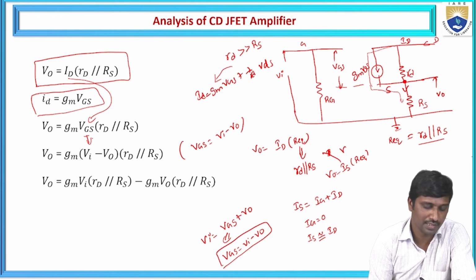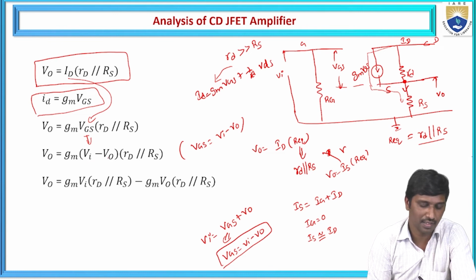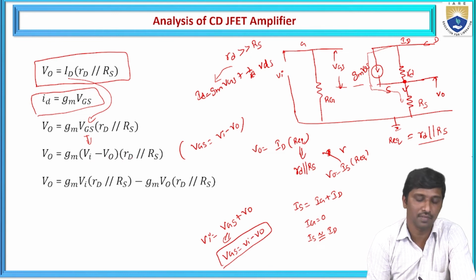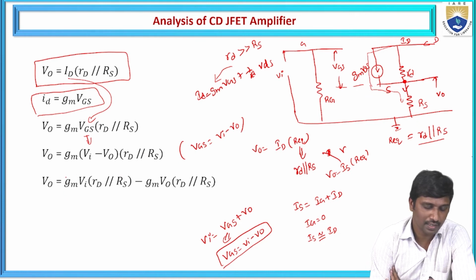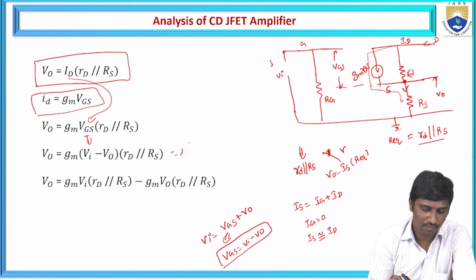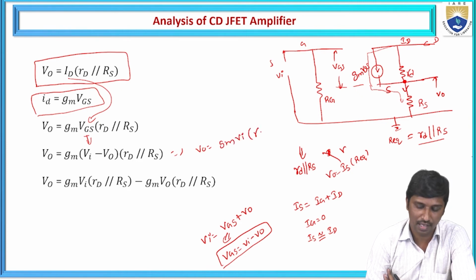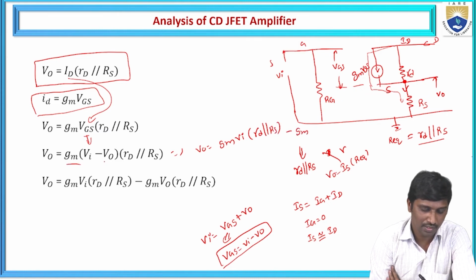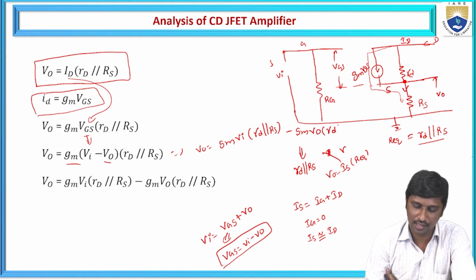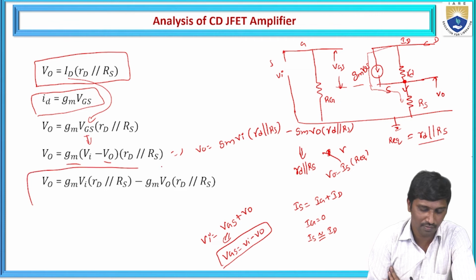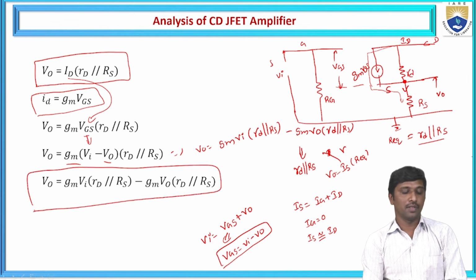Gm times VGS is replaced with Vi minus V0, as a product with the parallel combination R equivalent. That R equivalent is nothing but RD in parallel with RS. So we can expand the term and multiply with this term. So V0 is equal to Gm into Vi into the parallel combination of RD and RS, and similarly minus Gm into V0 again into the R equivalent, RD in parallel combination with RS. Hence we got this relation for V0.